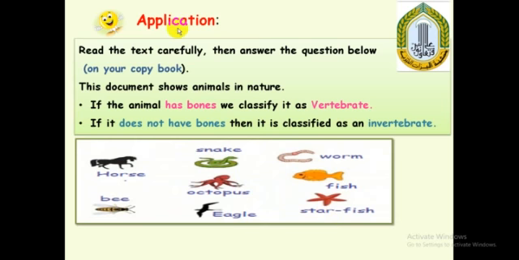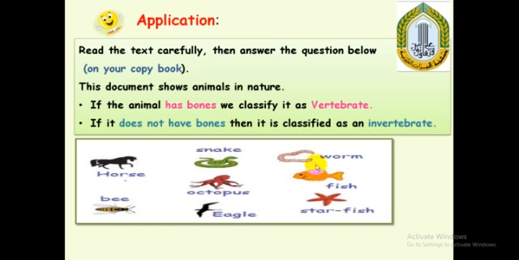Are you ready? Read the text carefully, then answer the question below. This document shows animals in nature. If the animal has bones, we classify it as a vertebrate. If it does not have bones, then it is classified as an invertebrate. Do you remember the vertebrates and invertebrates? These types of animals you have studied in grade 3. Now let's look here. We have a horse, a bee, a snake, an octopus, an eagle, a worm, a fish, and a starfish.